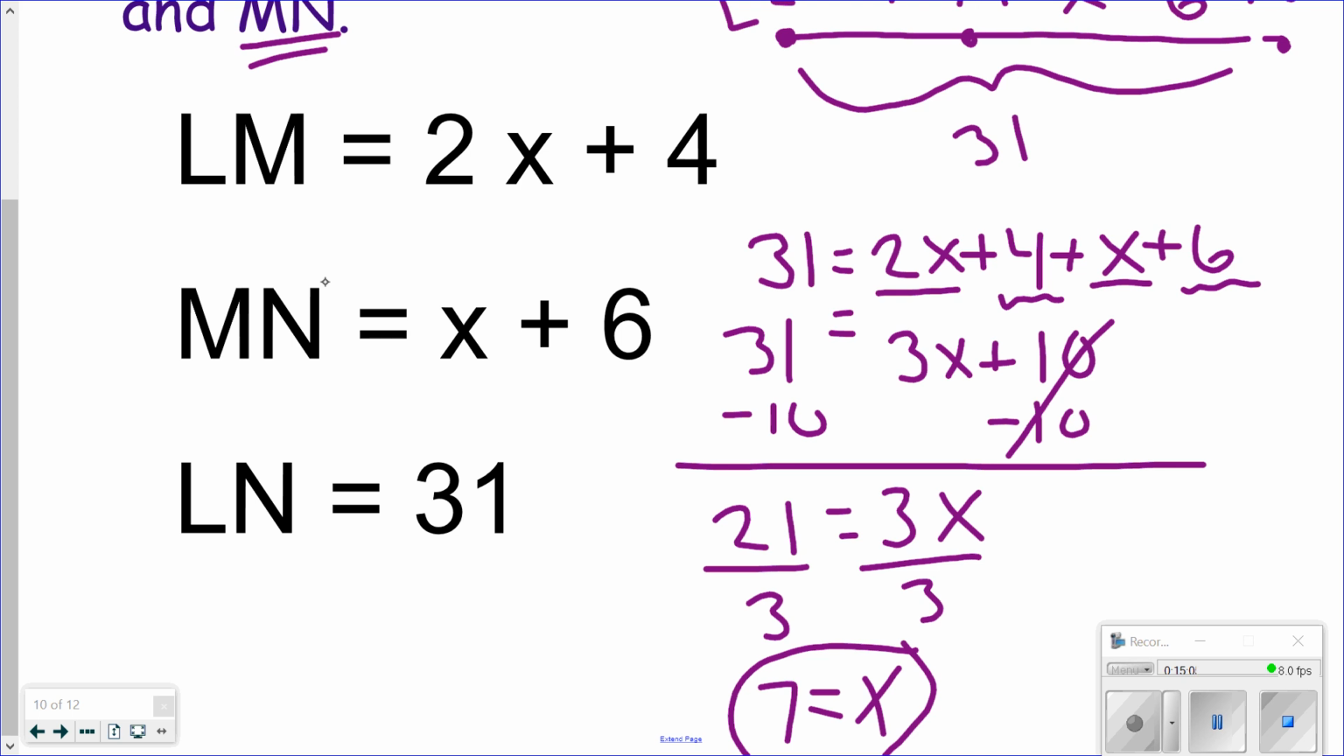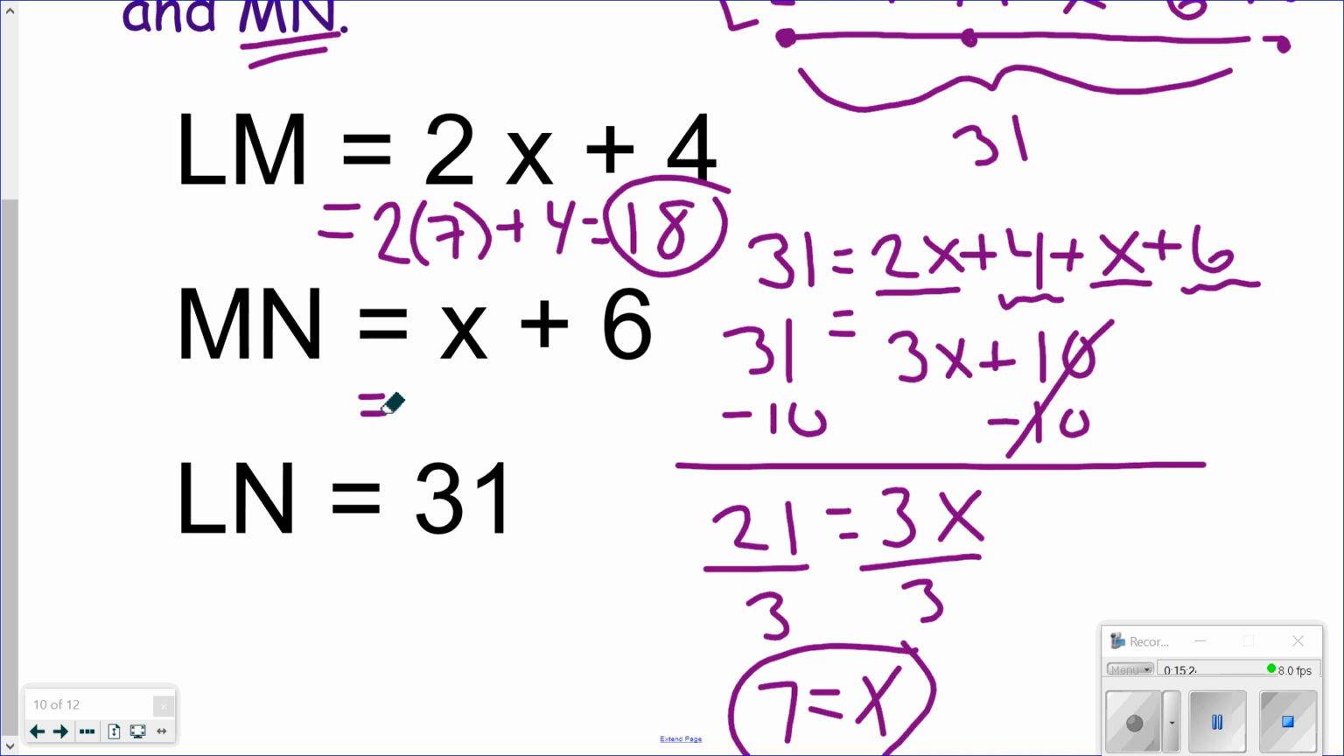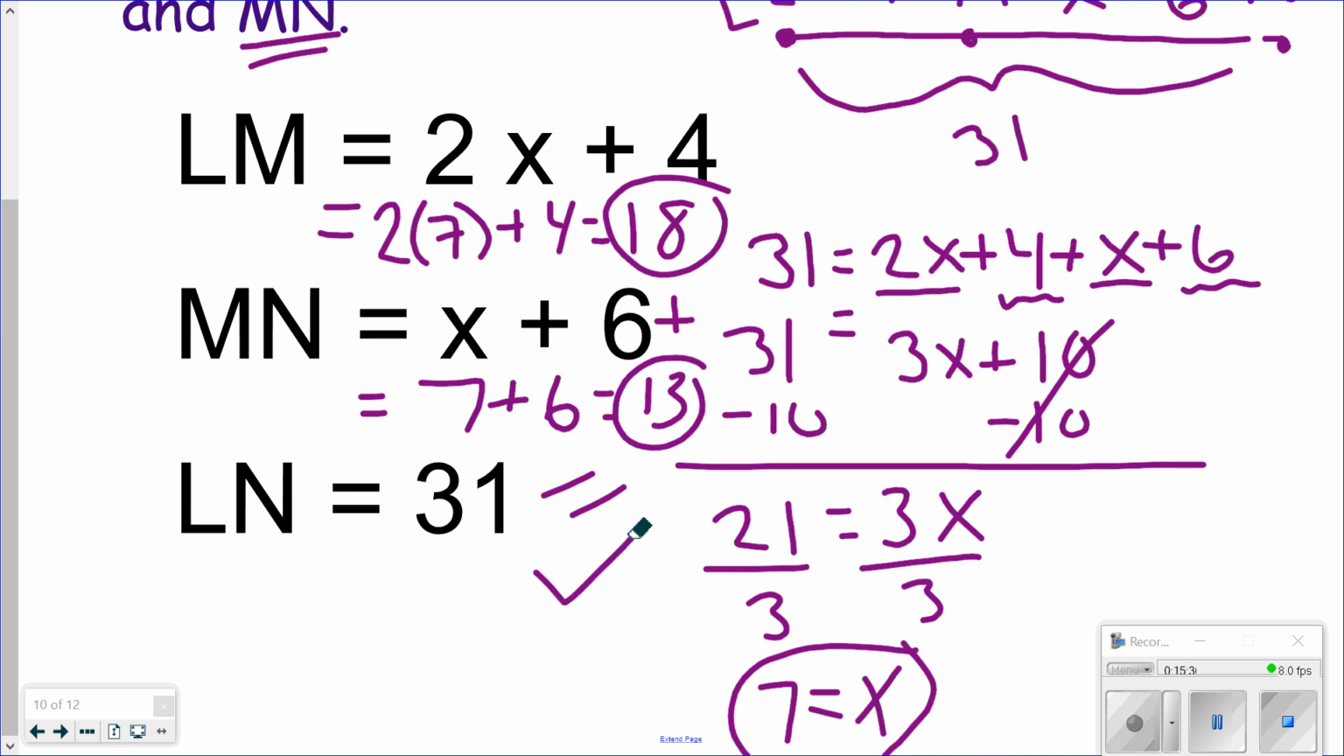So for LM, I'm going to do 2 times 7 plus 4. And if I plug that in my calculator, I end up getting 18. For MN, I'm going to do the same thing. I'm going to plug in 7 for x. So 7 plus 6 is equal to 13. If I add 18 and 13 together, do I get 31? I do. So I know I have the correct answer.